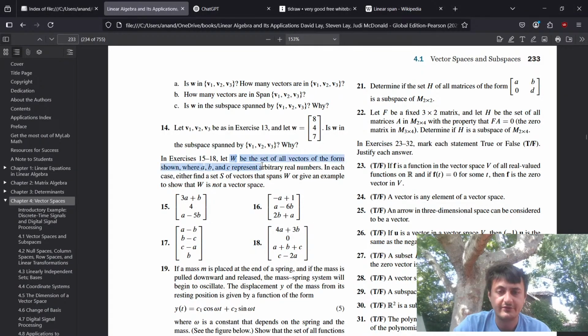Let W be the set of all vectors of the form shown, where A, B, and C represent arbitrary real numbers. In each case, either find a set S of vectors that spans W, or give an example that shows that W is not a vector space. Okay, so this one's not a vector space because take A and B equal to 0.